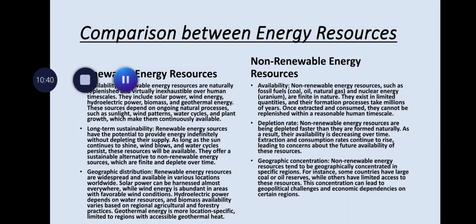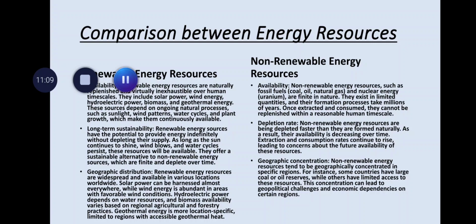Alright, they have some long-term sustainability. Renewable energy resources have the potential to provide energy indefinitely, as long as the sun continues to shine, the wind blows, and water cycles continue. They offer a sustainable alternative to non-renewable energy resources, which are finite and deplete over time. I'll explain you in the end. Let me read first.